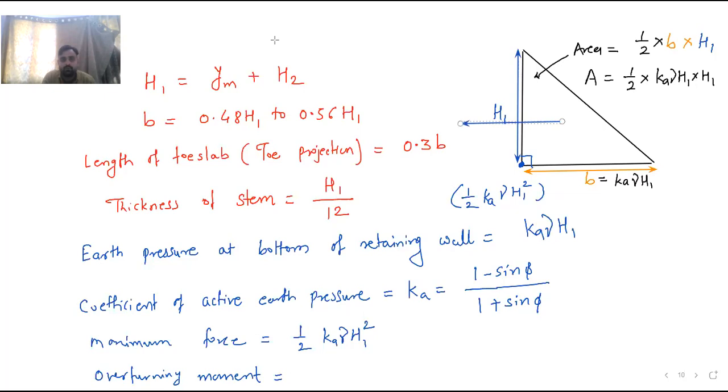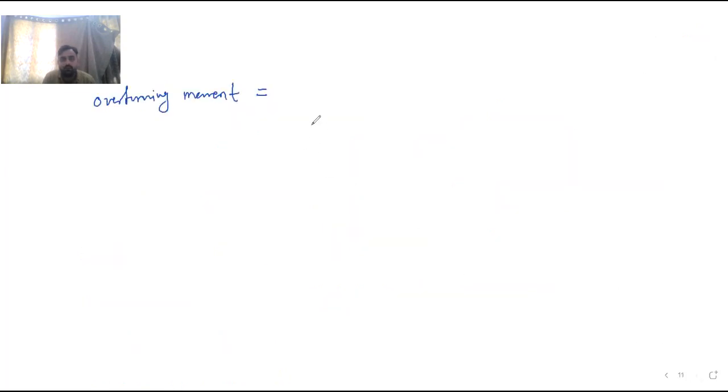This is your force. So this distance must be H1 by 3. So its moment will be half into Ka into gamma into H1 square into H1 by 3. So this is the overturning moment. The notation used for the overturning moment is Mo. Okay.